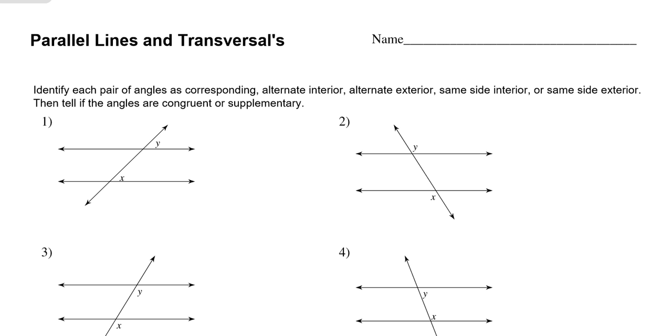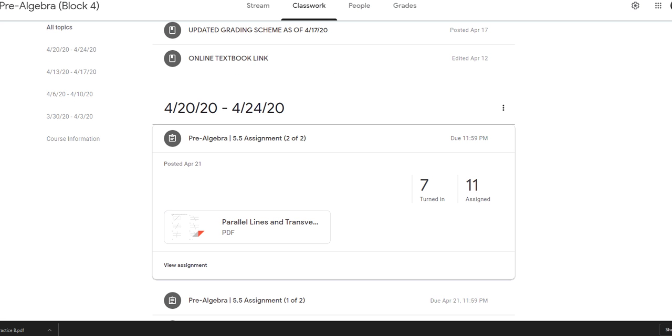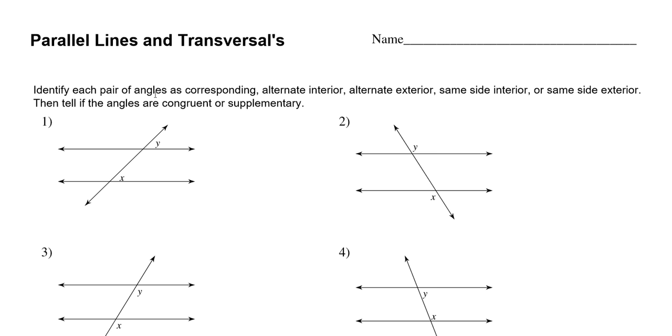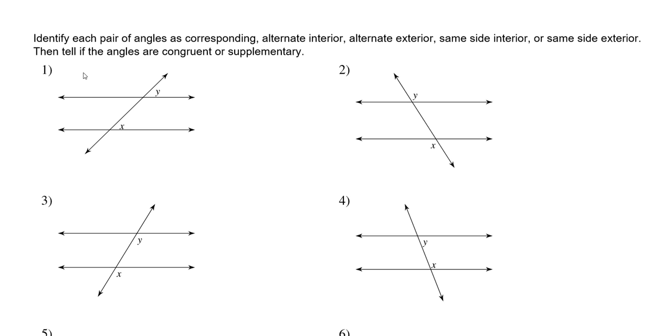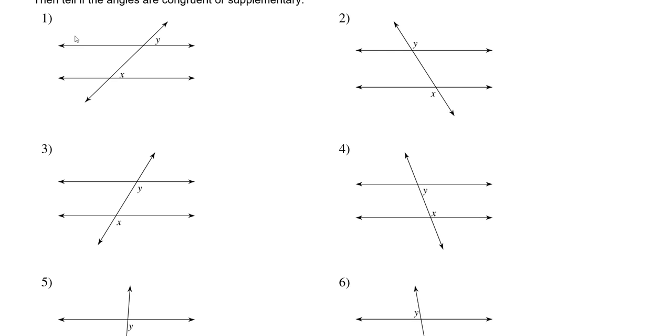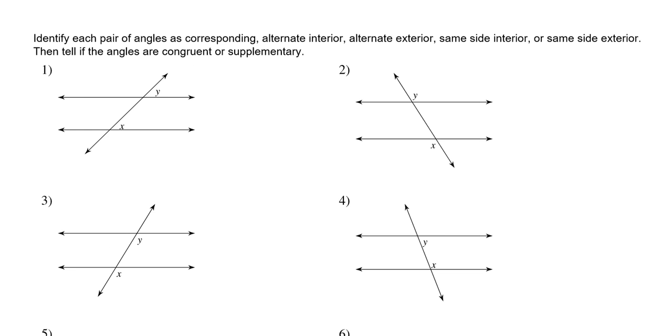In this video, we're going to go through the worksheet parallel lines and transversals. So that was the assignment 5.5. It was the second assignment. All right, so on this, the first part of the directions say identify each pair of angles as corresponding, alternate interior, alternate exterior, same side interior, or same side exterior, and then tell if the angles are congruent or supplementary.